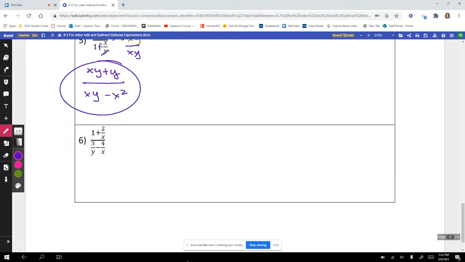Okay, last problem, same sort of idea. We have a fraction within fractions there. So again, my LCD here, I have an x, and I have a y, and I have another x. So I just need to do xy. Okay, so I'll multiply everything by xy over xy. My numerator, I get xy plus 2y. My denominator, let's change that again. My first fraction, my y's will simplify, so I'm left with 3x. And my second fraction there, my x's will simplify, so I'm left with negative 4y. Okay, so that's my final answer right there.